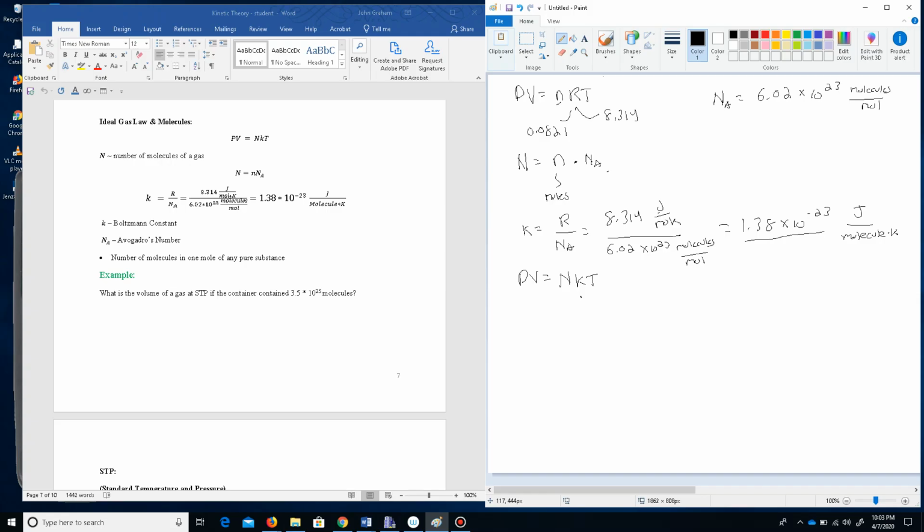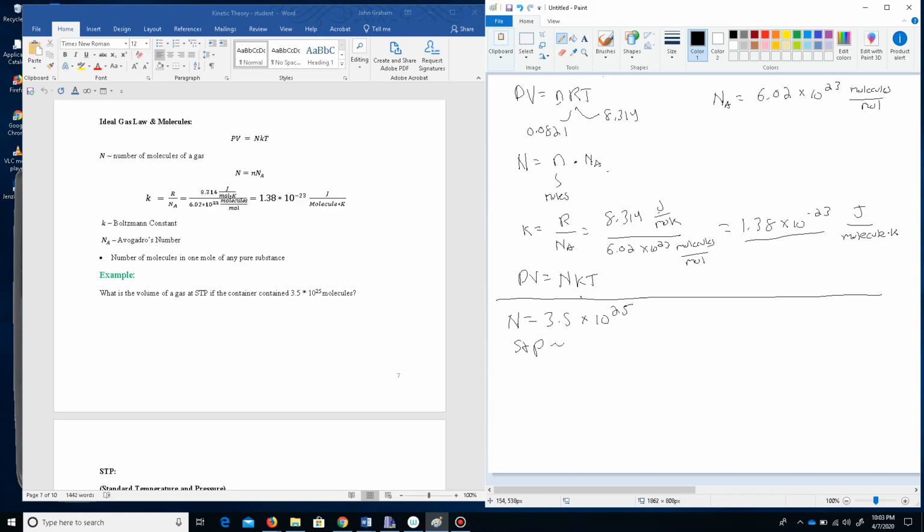Alright, so let's say we have a volume of gas at what we call STP, and it's in a container that contains 3.5 times 10 to the 25th molecules. So this is N. Okay, STP.